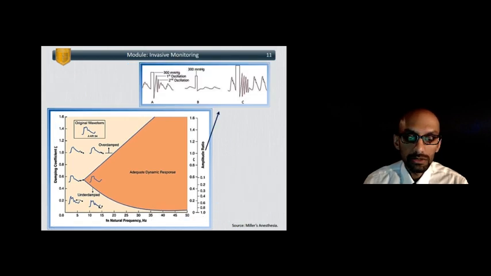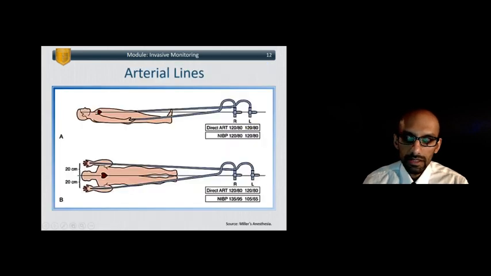If you're curious how well damped or how underdamped your system might be, you just do a fast flush test, which basically means you pull the flush on your art line, it goes to 300 torr, because that's what your bag is set to, and you let it go abruptly. If you have about 1 to 2 oscillations, maybe 3, your system is optimally damped. If you have 1 to no oscillations, then your system is overdamped. If you have 4 or more, you are underdamped.